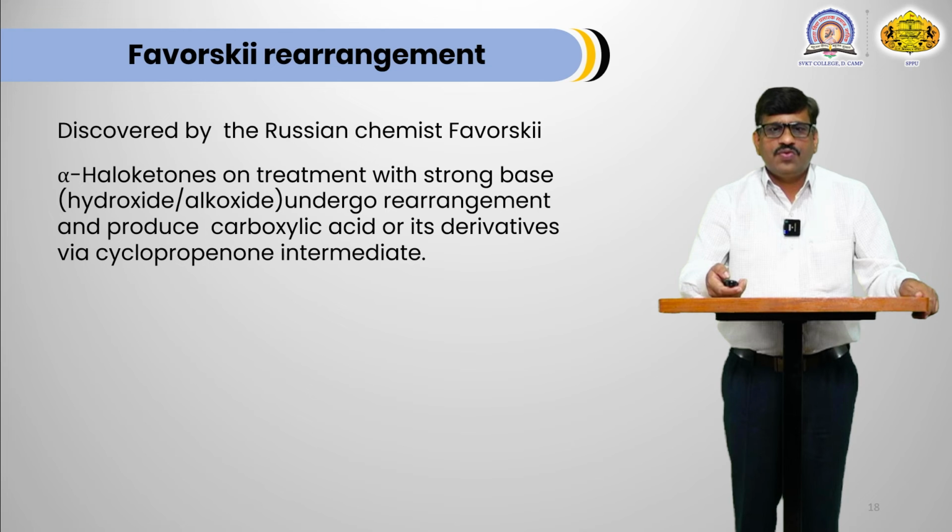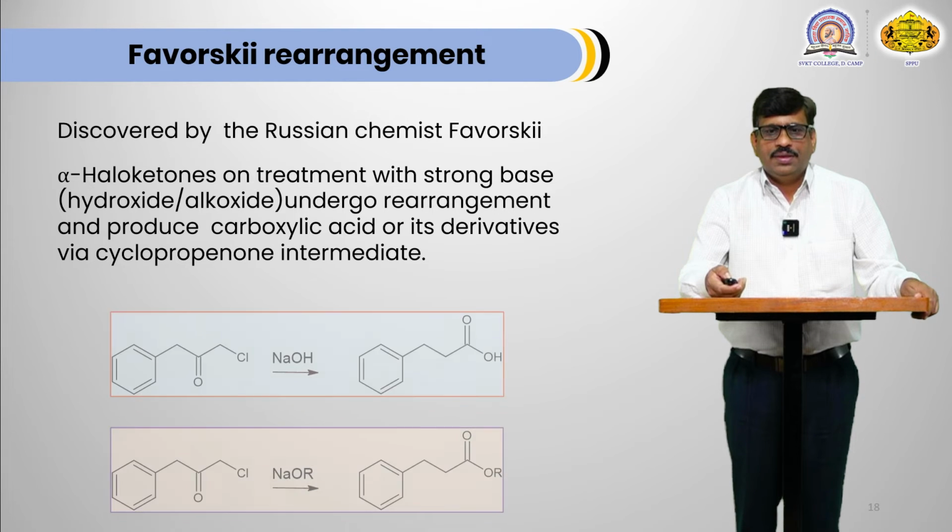Dear student, let's see another rearrangement, that is the Favorskii rearrangement. This rearrangement was discovered by the Russian chemist Favorskii. In the Favorskii rearrangement, an alpha haloketone on treatment with a strong base like hydroxide or alkoxide undergoes rearrangement and produces a carboxylic acid or its derivative via a cyclopropanone intermediate.